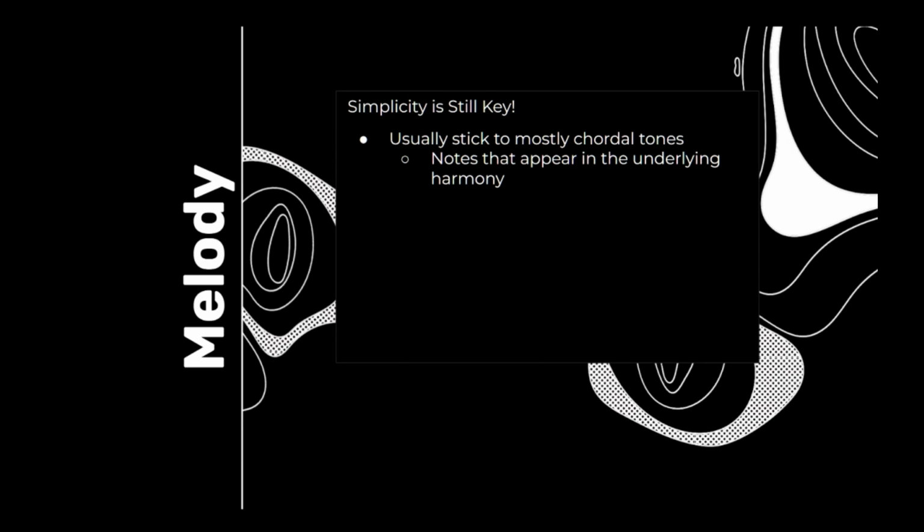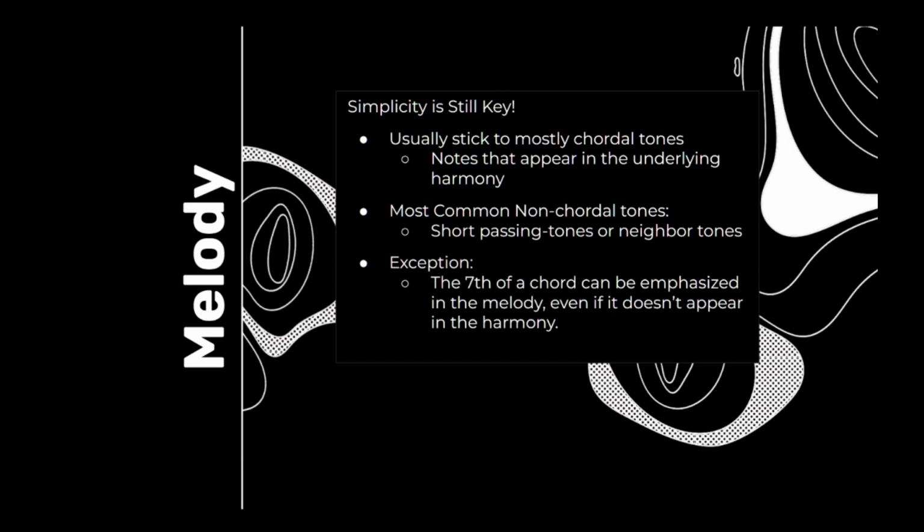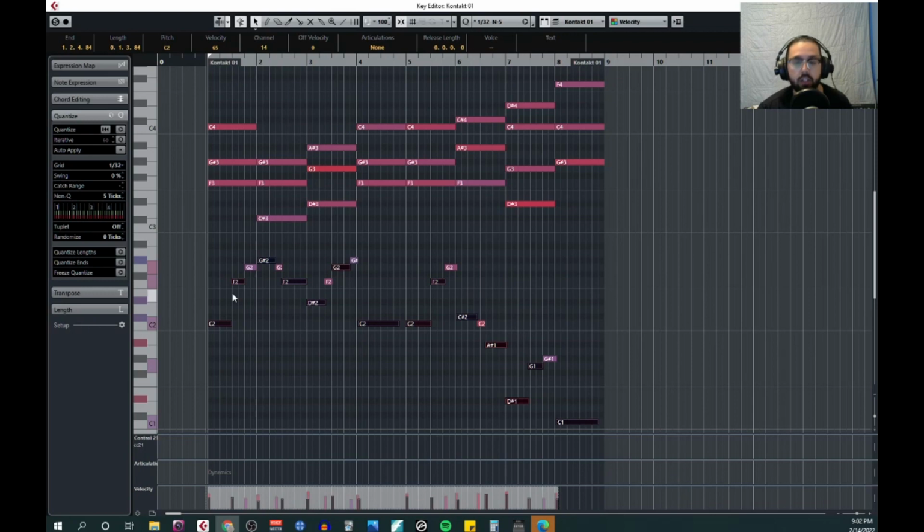Non-chordal tones are typically used a little more sparingly, and usually are just short passing tones or neighbor tones. The one exception is that the seventh of a chord can sometimes be emphasized in the melody, even if it doesn't appear in the chord below. For example, take a look at our melody here. Each of the highlighted notes is a chordal tone. The non-chordal tones are essentially used only half as much.